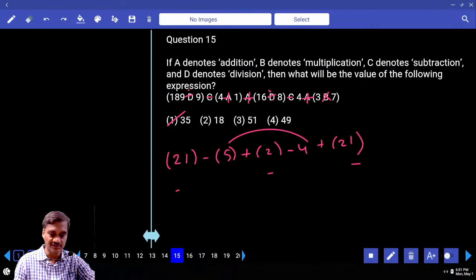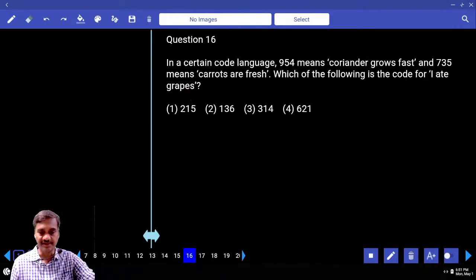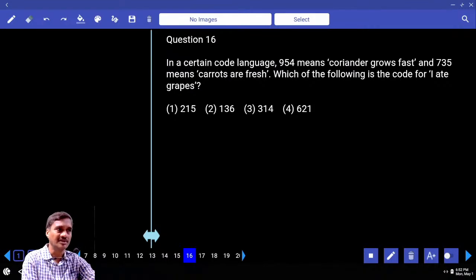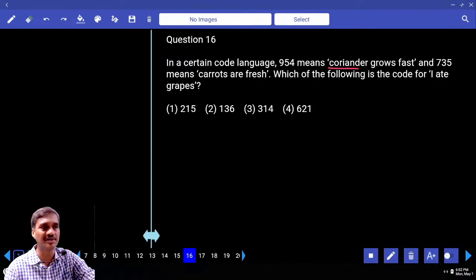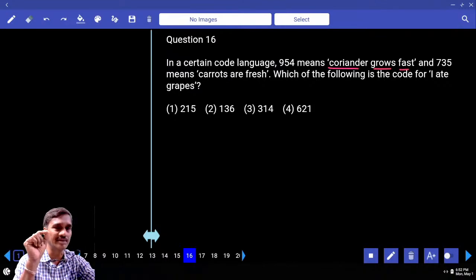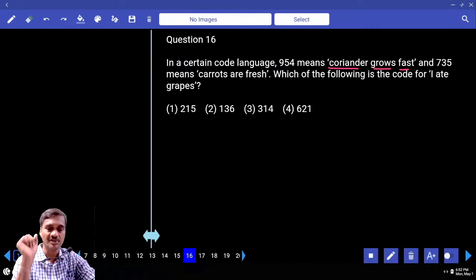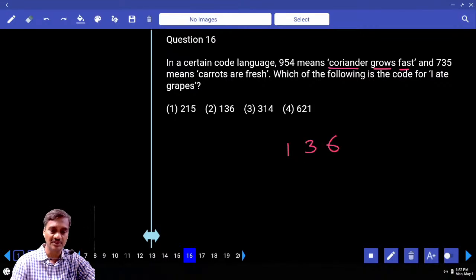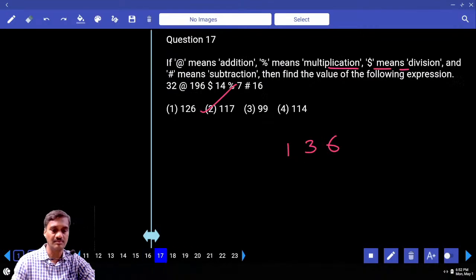The next one, the 16th one. Now in this 16, in a set 10, which of the following is the code for I ate grapes? Now 954, and in this one 735. Is there any word that is common? No word is common. As no word is common here, now in this how many letters are there? 9, grapes 5, this is 4. That means the code is nothing but the number of letters in each of the words. In the same way, I ate: I is 1, ate is 3, grapes is 6. 1, 3, 6, choice 2 for question number 16.